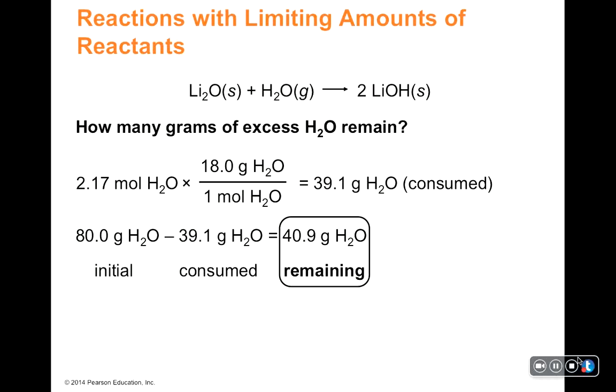Again, the conversion factor is the formula weight. Moles of water are on the top to start, so they go on the bottom in the conversion factor and leave us grams of water on the top in our answer. So we are consuming 39.1 grams of water, yet we're given that in excess. We were actually given 80 grams. So to figure out how much is remaining, we just subtract the 39.1 from the 80 and get 40.9 grams. So that's how many grams of water are remaining, which is the answer to the second question.